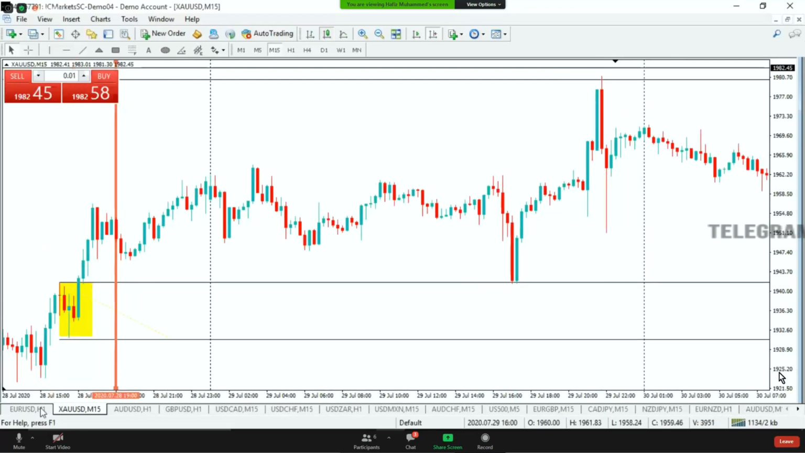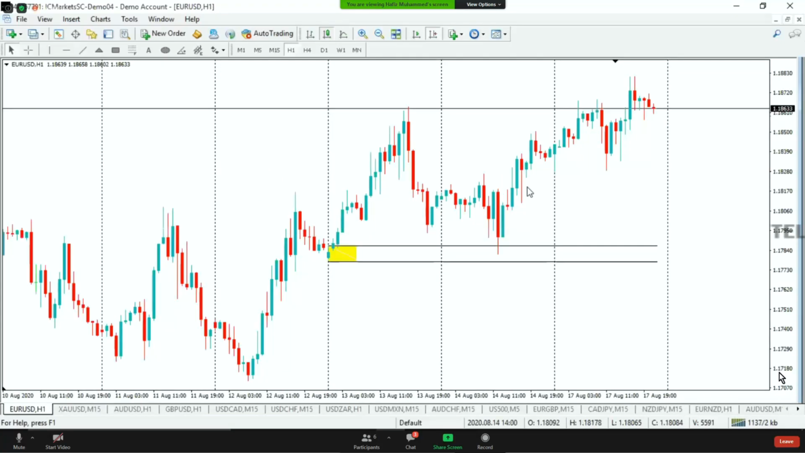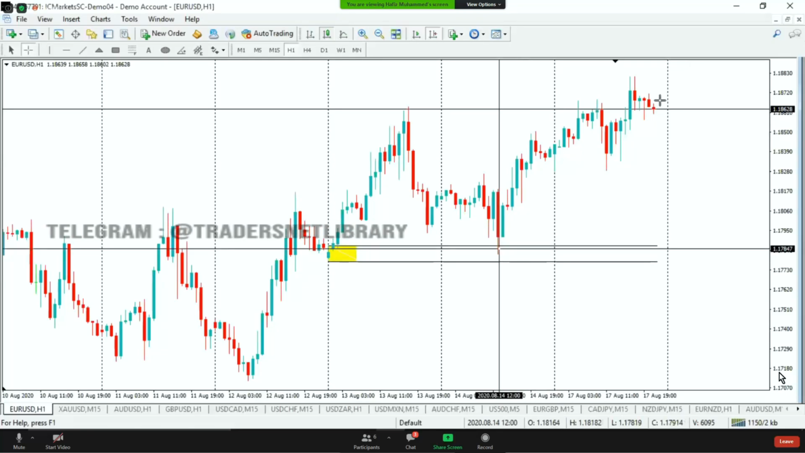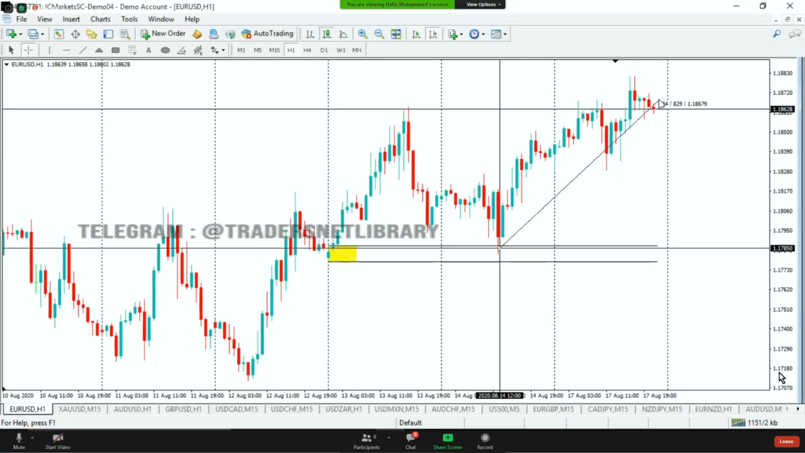We can also take a look at this opportunity that happened on the EUR/USD. This was Monday, this is Friday, and this was Thursday. So if you made your analysis on Thursday, you'd have called this sniper entry before the market decided to mark up. This is 82 pips currently.